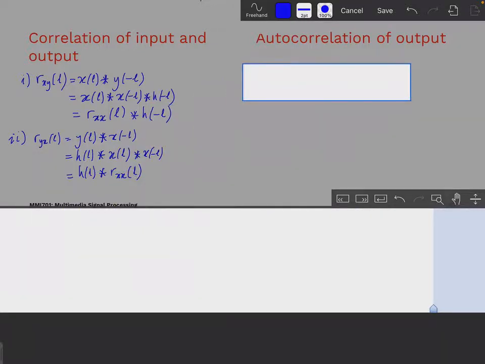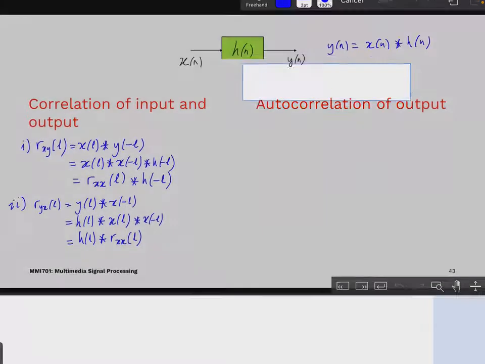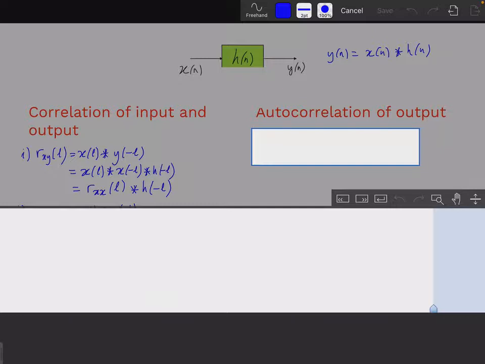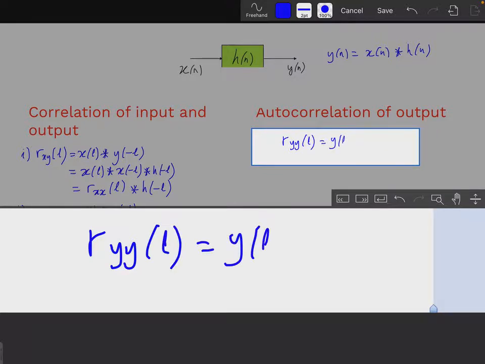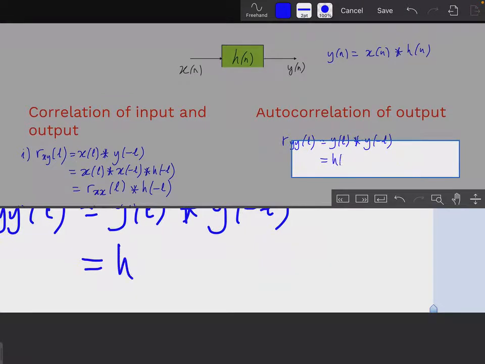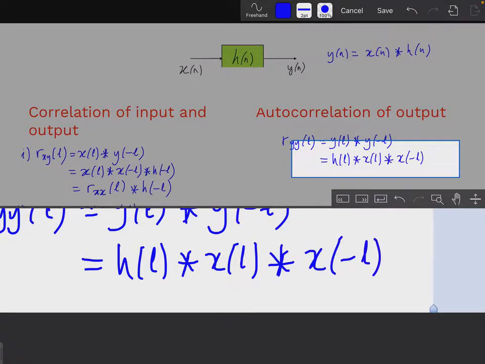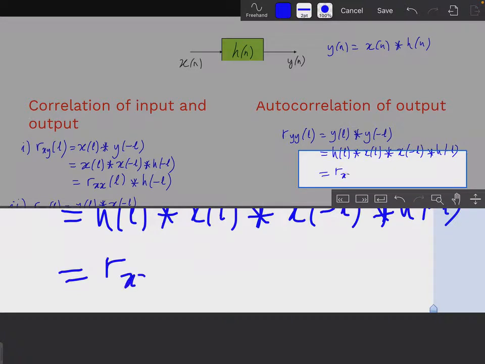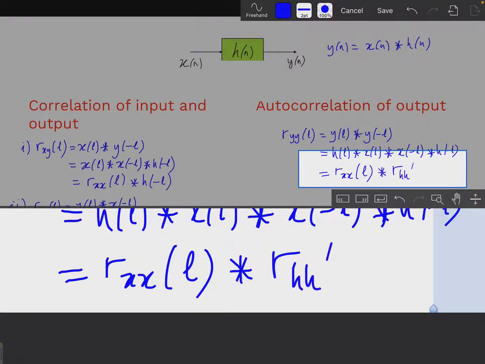And what about the autocorrelation of the output then? Okay, so the autocorrelation of the output. Then we're dealing with our YY of L, which is Y of L convolved with Y of minus L, which is equal to H of L convolved with X of L convolved with X of minus L convolved with H of minus L, which gives us the convolution of the autocorrelation of the input signal with the autocorrelation of the impulse response of the system.